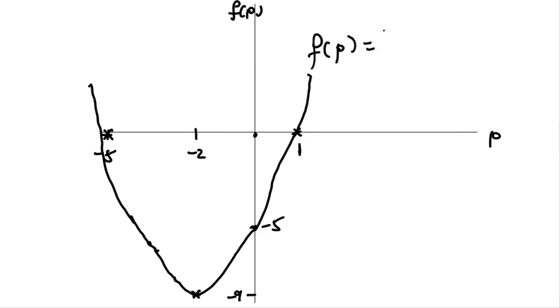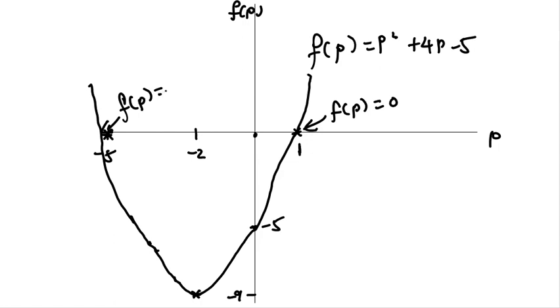FP equals P squared plus 4P minus 5. But FP will be equal to 0 at this point and at this point, when P is equal to minus 5 and P is equal to 1. All right. So graphically, we solve for P using the graph of a quadratic function like this.